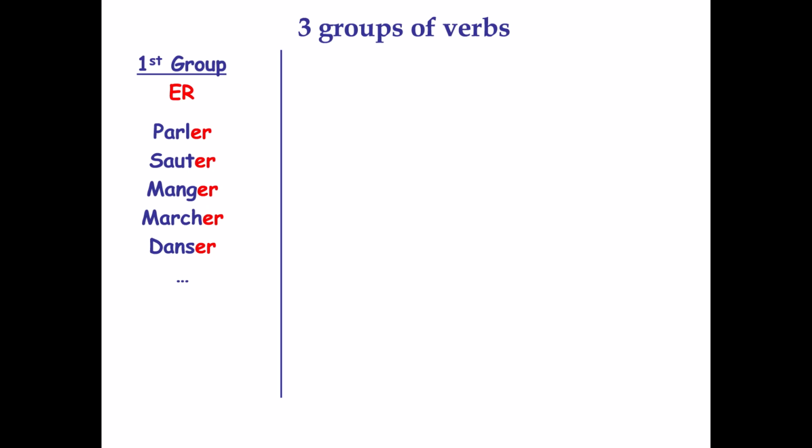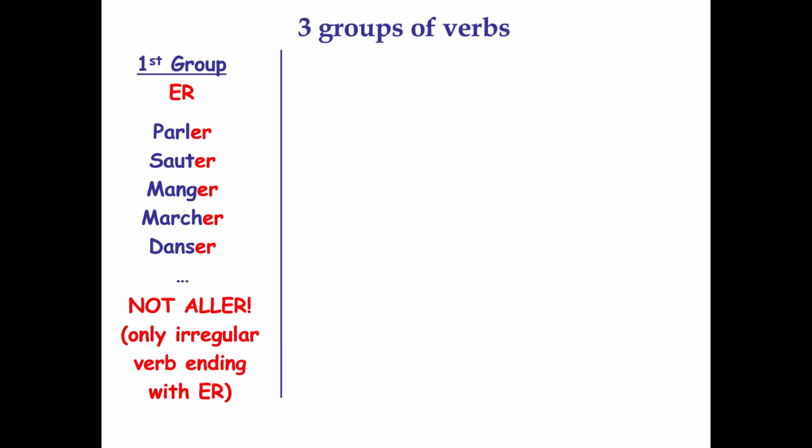Actually, only one verb ending with ER doesn't belong to group 1. Aller, to go, ends with ER, but it is an irregular verb. Aller often changes completely when you conjugate it. For instance, you go is tu vas. So aller being an irregular verb, it belongs to the group with all the irregular verbs, group 3. Just remember that from all the verbs ending with ER, only aller doesn't belong to group 1, but it belongs to group 3.